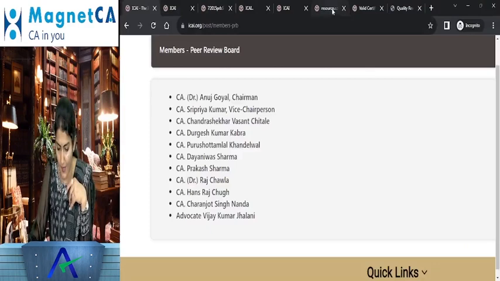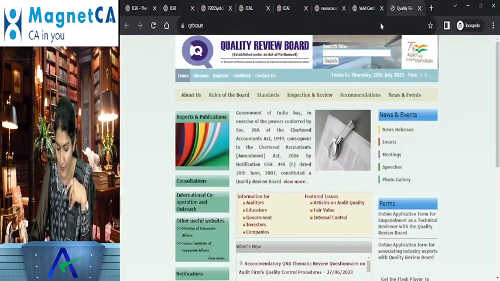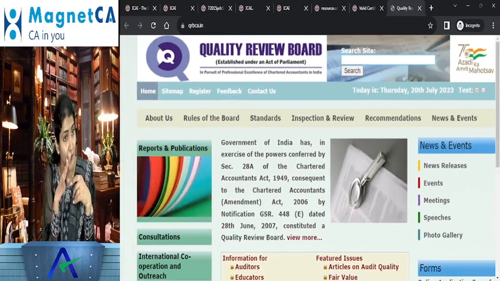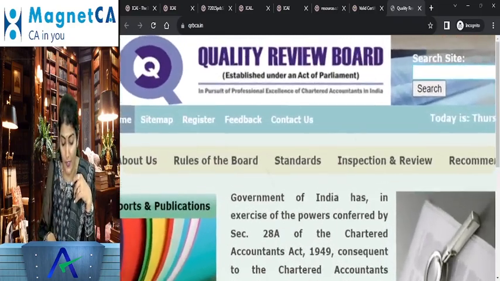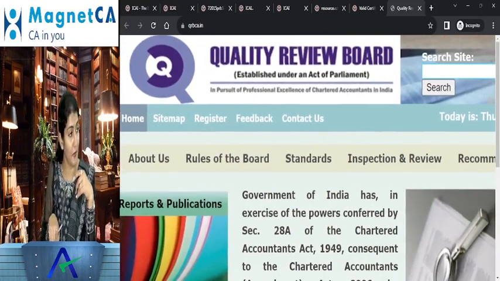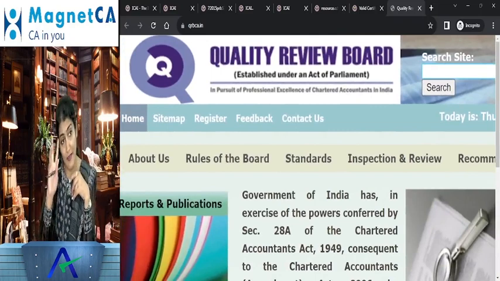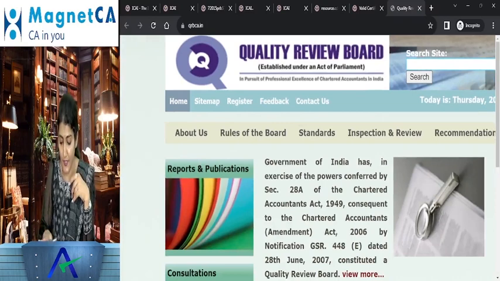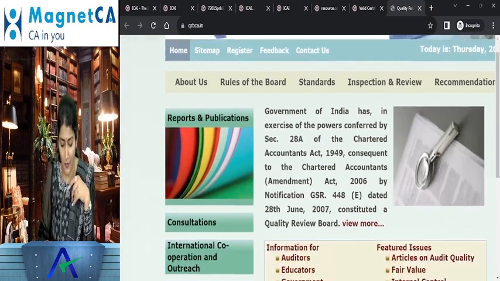So again we have a separate authority, right? We have the QRB. Now peer review board was of the ICAI. Quality review board is established under an act of the parliament. That means it is separate from the ICAI in pursuance of professional excellence of the chartered accountants in India.